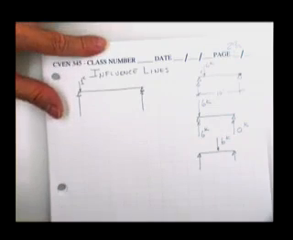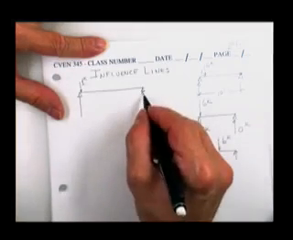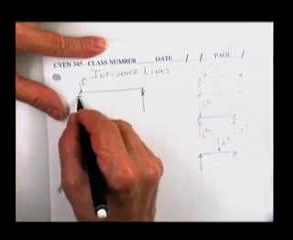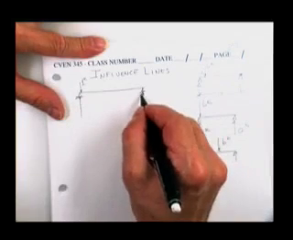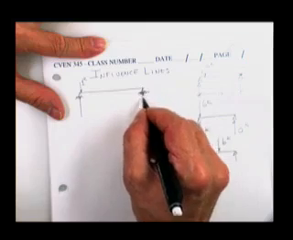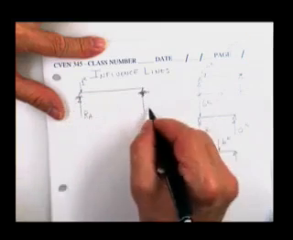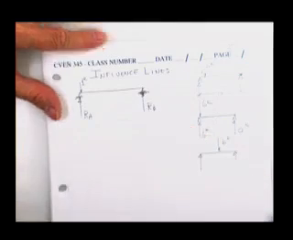Is that beam simply supported? Yes, sir. It is simply supported. There's a reaction on the left and a reaction on the right. One of them is actually a pin. One of them is actually a roller. There's a reaction at A, and there's a reaction at B.